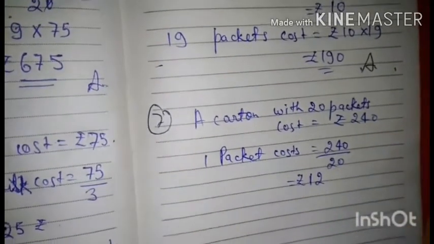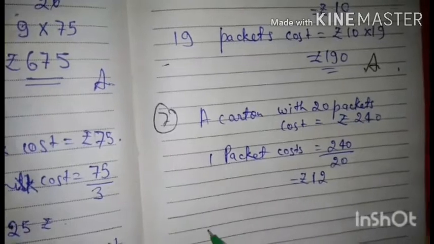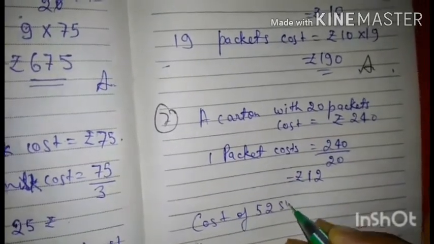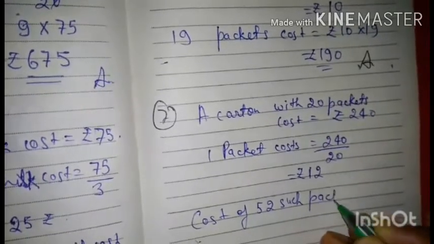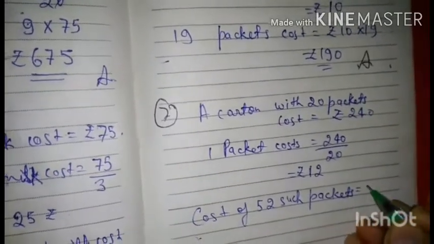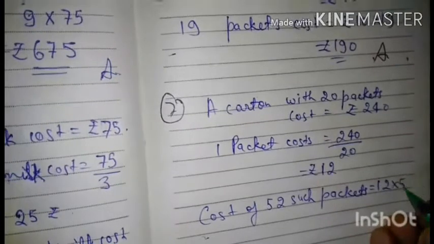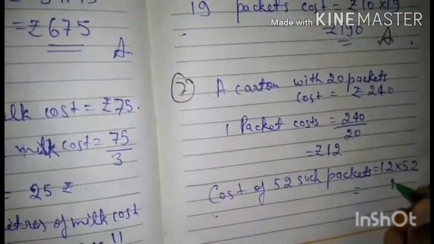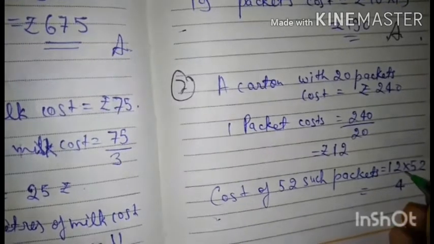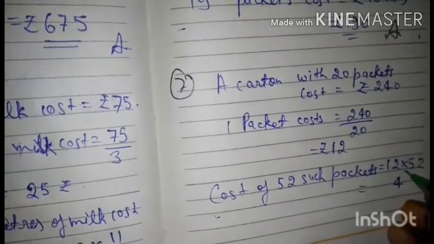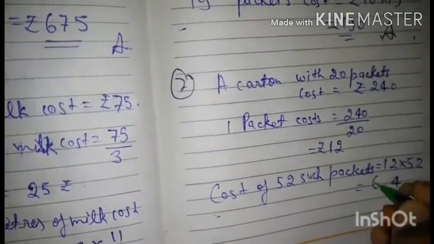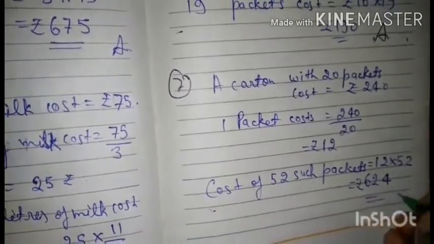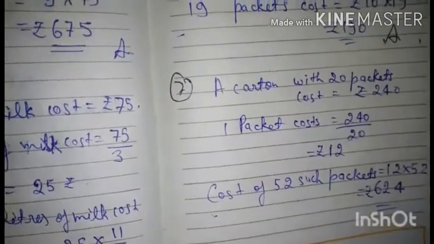Now find the cost of 52 such packets. The cost of 52 such packets is equal to rupees 12 into 52. 12 2s are 24. Okay, 12 5s are 60, 60 plus 2 is 62, so 624 rupees. 624 rupees is the total cost of 52 such packets.